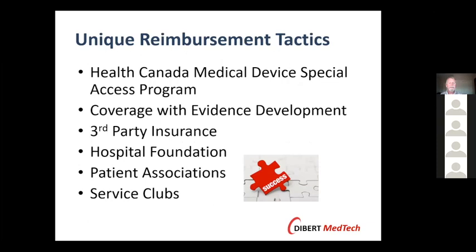So these are unique tactics. I'll just go through them briefly. I mentioned them earlier. The special access program, coverage with evidence. That means that they did an HTA and we think it might be good, but we're not quite sure. So we're going to cover it, but we need to have evidence development keep coming into us to reassure us that we made the right decision. And we talked about the insurance foundations. The last two are very, very minor.